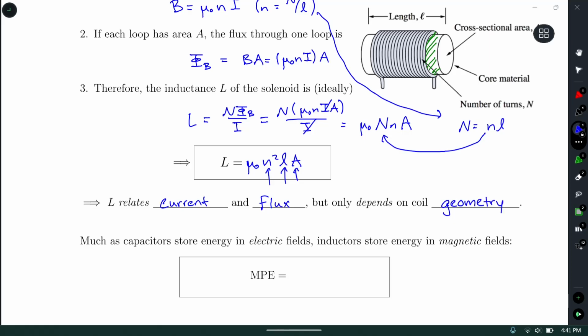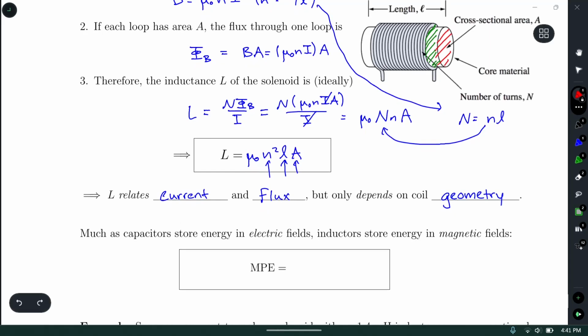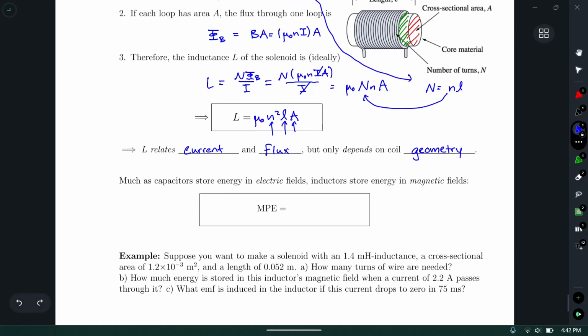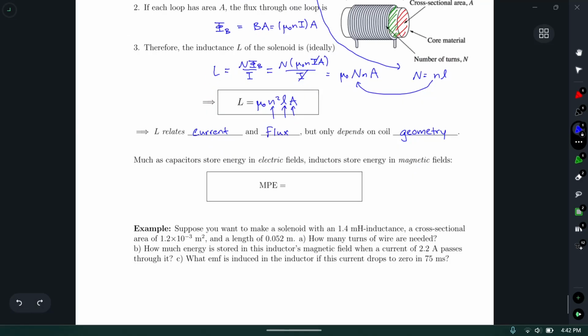And similar to the dielectric for a capacitor, the core material ends up affecting this number out front, but we're not going to worry so much about that bit. Okay, so like resistance relates voltage and current, but doesn't depend on them, and like capacitance relates charge and voltage, but doesn't depend on them, inductance relates current and flux, but does not depend on them. In all cases, it's just about the geometry going on and some inherent properties of the materials you're using. And similar to what we saw for capacitors, that they store electric potential energy.